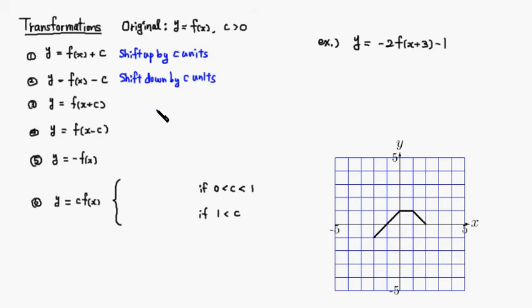The third one is a little bit tricky and kind of counterintuitive. What if you add c inside the parentheses? It's going to be a horizontal shift, and if you're adding c, it's a little counterintuitive. Even though you're adding c, you are actually moving toward the negative direction, so it's going to be a shift left by c units.